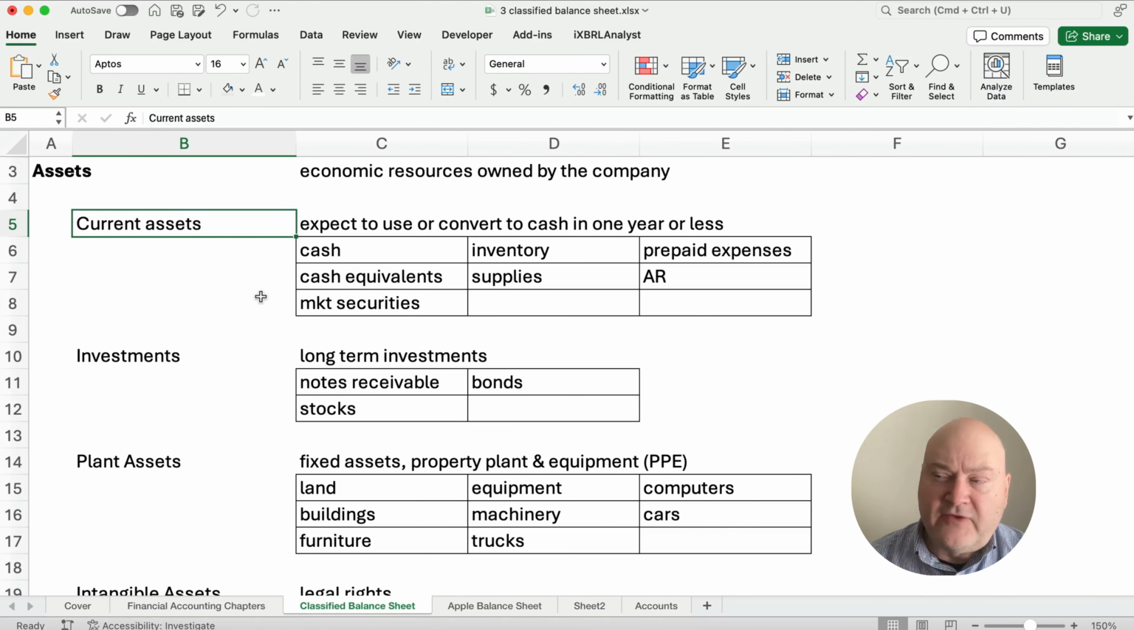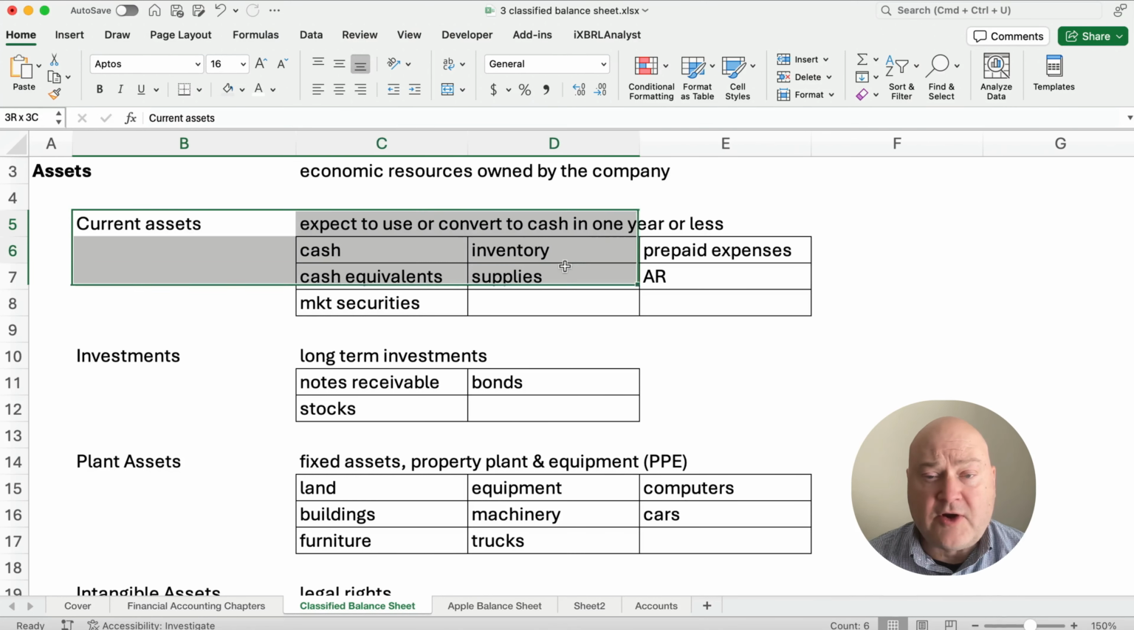Anything we expect to use up or convert to cash in 1 year or less would be a current asset. So things like cash and cash equivalents, marketable securities, which is a short-term investment, inventory that we're trying to sell to different companies or to the public, supplies, any prepaid expenses, and then AR is the abbreviation for accounts receivable. All the receivables are assets. If they're 1 year or less, then they're current. If they're long-term, then we would call those investments. So these are all current assets.